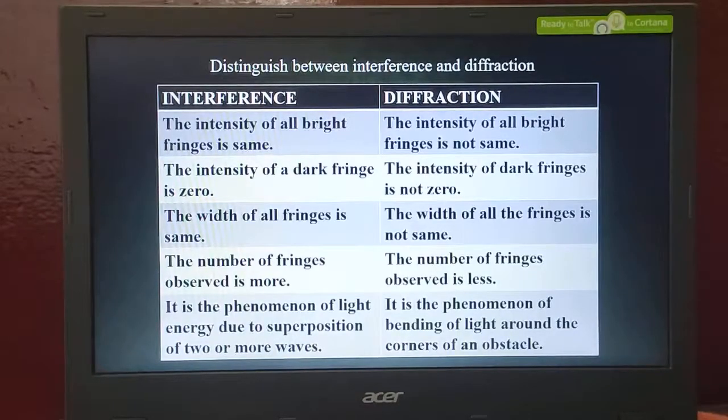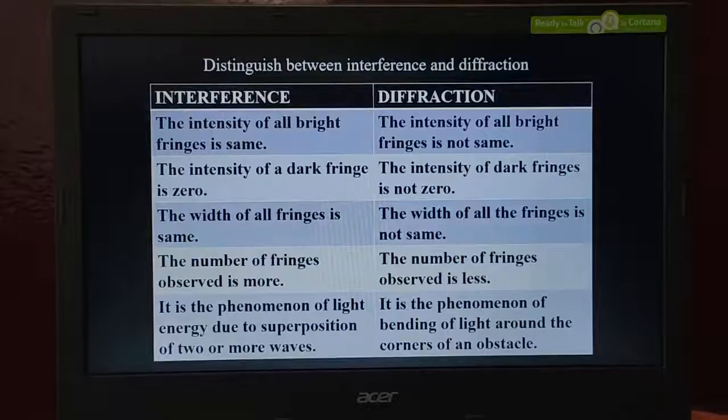If we write that, we will get 1 mark. It is a phenomenon of light energy due to superposition of two or more waves. If two or more waves superpose to give a phenomenon of light, it is called interference of light. The bending of light around the corners of an obstacle is known as the phenomenon of diffraction of light. If we write that, we will get 1 mark, or any two differences between diffraction and interference is more than enough to get 2 marks.